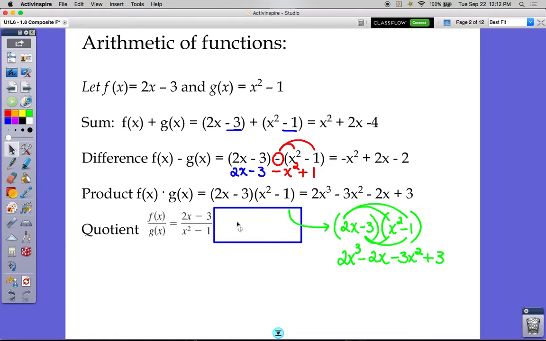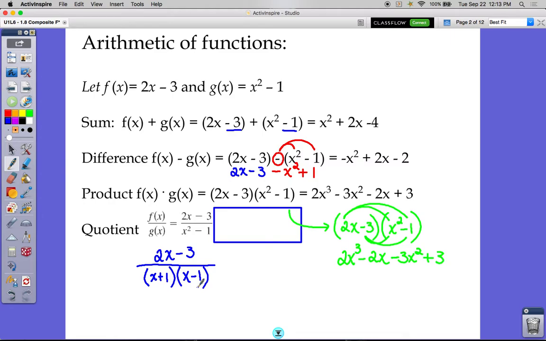Now, there is one extra step you must do just in case for this. Say we have 2x minus 3 over x squared minus 1. Well, x squared minus 1, if you remember, that's a difference of squares. That's really x plus 1 times x minus 1. So all of that, 2x minus 3, is being divided by both of those things.